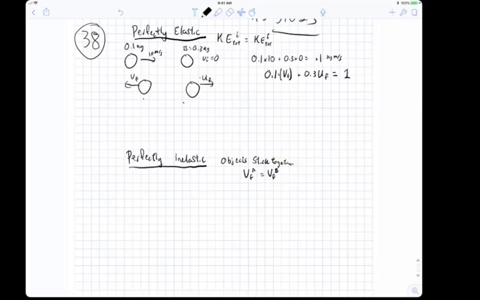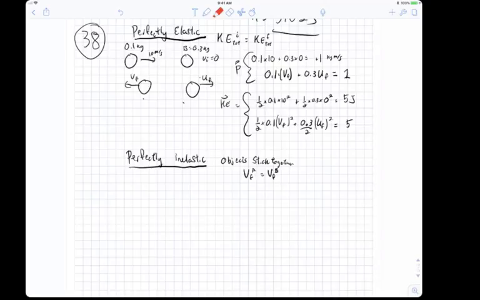What about kinetic energy? So this is momentum. Kinetic energy also has to be conserved. So before, 1/2 times 0.1 times 10 squared plus 1/2 times 0.3 times 0 squared. So there's 5 joules of energy. And afterwards, 1/2 times 0.1 VF squared plus 0.3 over 2 UF squared. And that's got to equal 5.